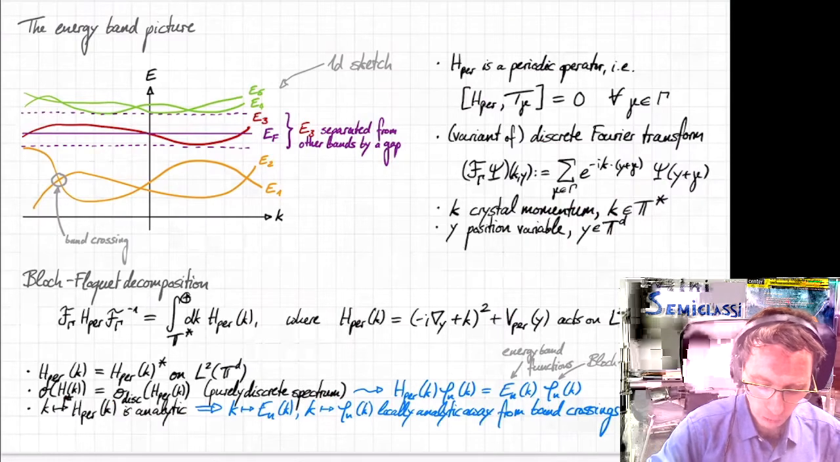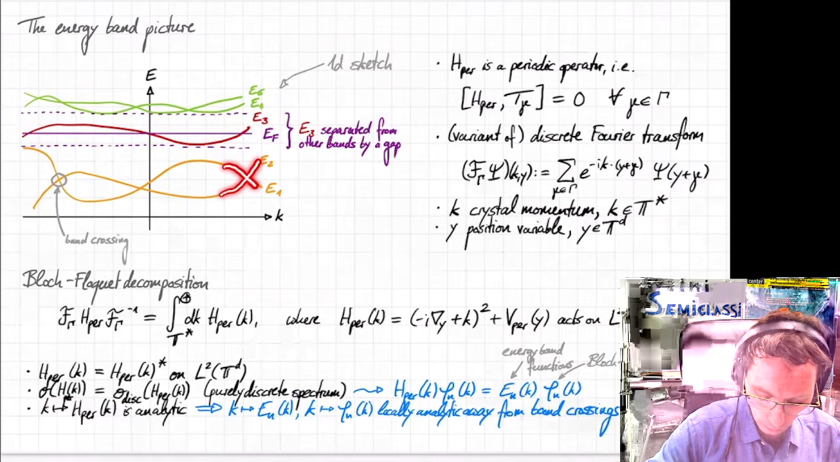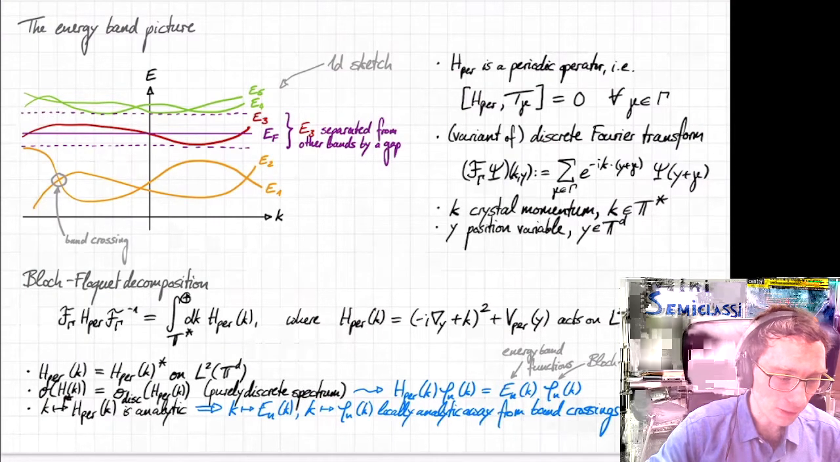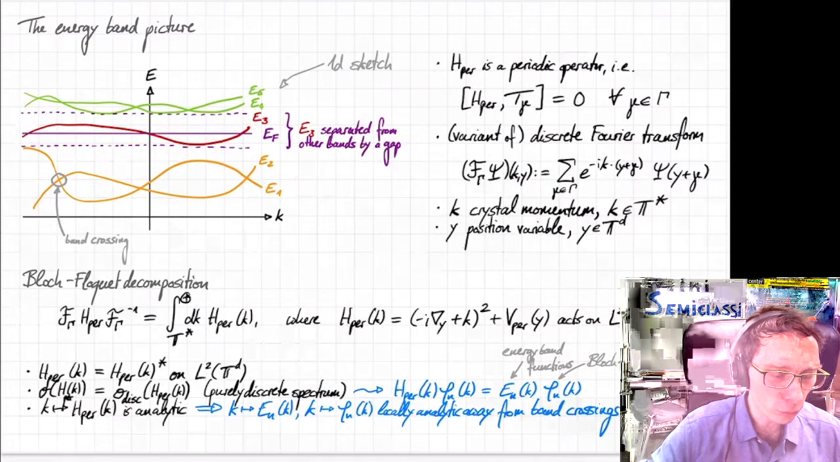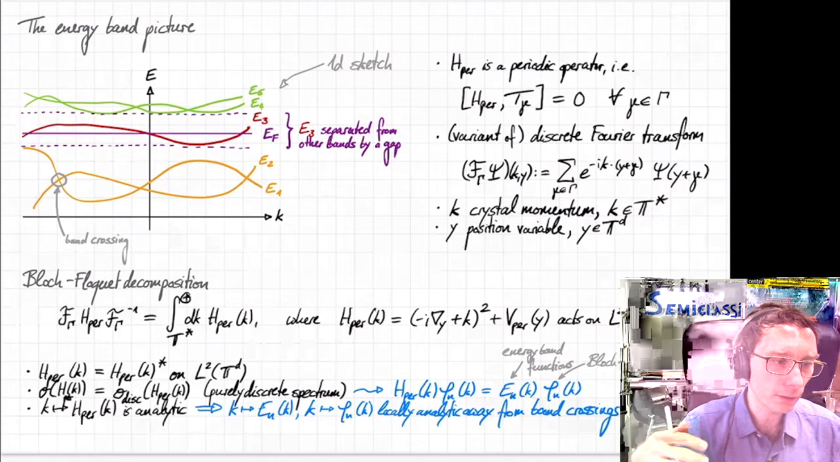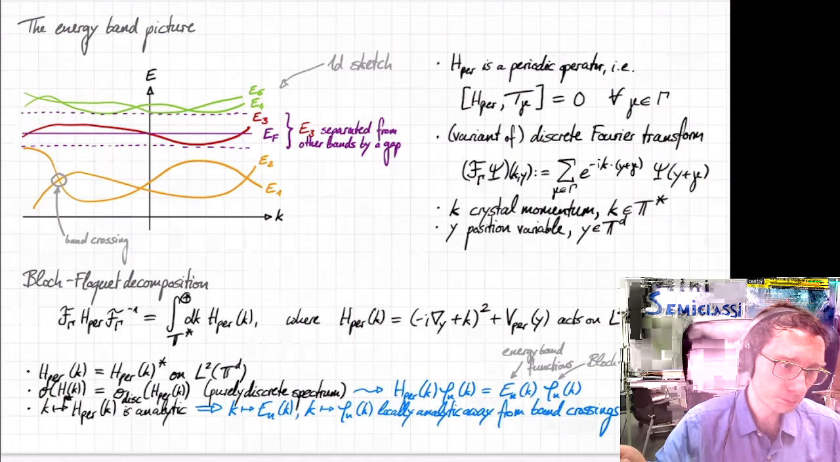And to treat band crossings, well, what is the issue here? In one dimension, you can analytically continue. But this is not true in higher dimension. So in, let's say, 2 dimensions, you would have a conical crossing, and there you know that the gradient does not have a good limit.